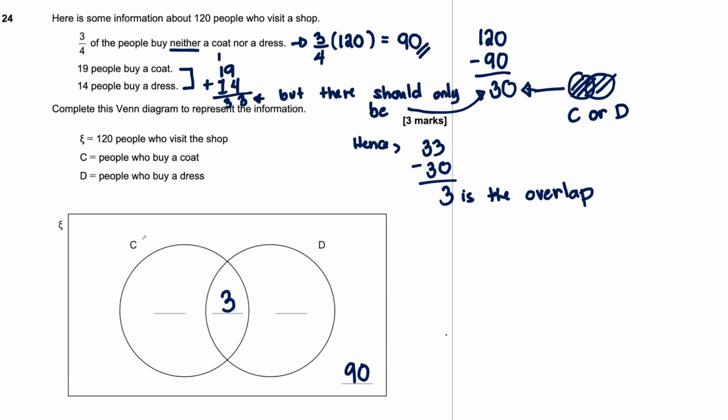So that's 3. So now let's compute the people who bought coat only. And that's 19 minus 3. And that is 16. And there are 14 people who bought dresses. That means the one who bought dresses only is just 11, because the total of the ones who bought dresses is 14. So this is the answer.